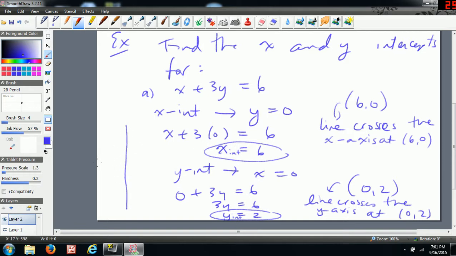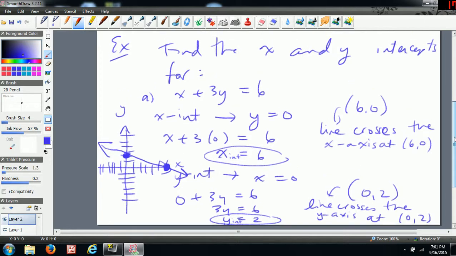Actually, we could even use that information to draw a quick graph of the equation or the line. The first point is x is 6 and y is 0. 1, 2, 3, 4, 5, 6. So that's where the line crosses the x-axis. And the other point is when x equals 0, y equals positive 2. So using the x and y intercepts, you can actually graph the line, which is convenient also. Okay? So there you go.